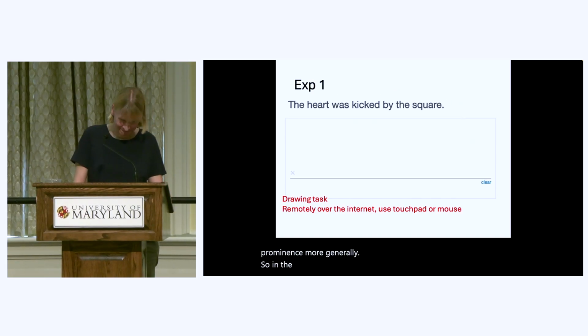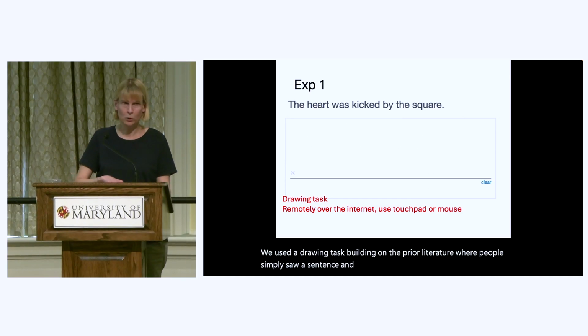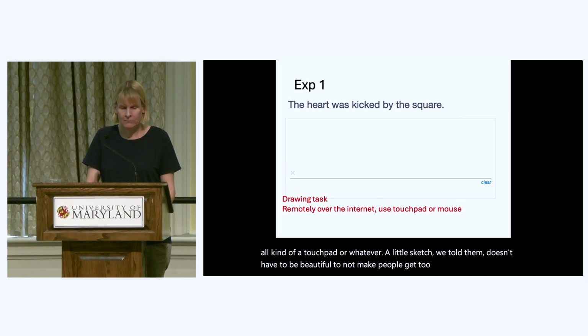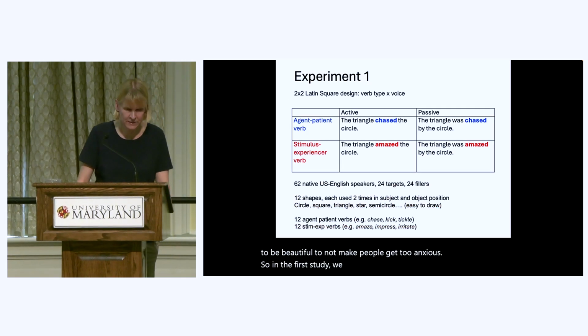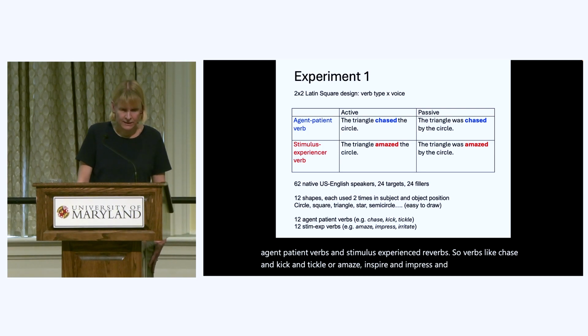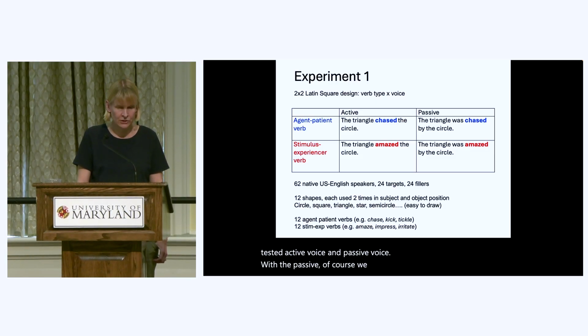So in the first experiment, we used a drawing task building on the prior literature, where people simply saw a sentence and they drew over the internet using their finger or a touchpad or whatever, a little sketch. We told them it doesn't have to be beautiful, to not make people get too anxious. So in the first study, we had a simple 2x2 design where we had agent-patient verbs and stimulus-experiencer verbs, so verbs like chase and kick and tickle, or amaze, inspire, impress and irritate. And then we tested active voice and passive voice, because with the passive, of course, we can kick that agent into the by phrase with agent-patient verbs and just reverse the argument order.